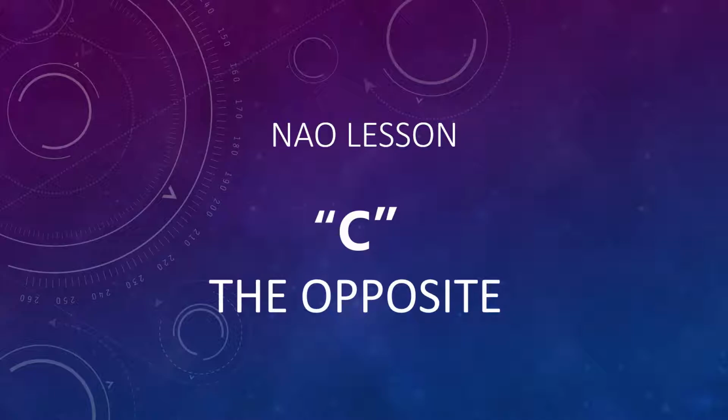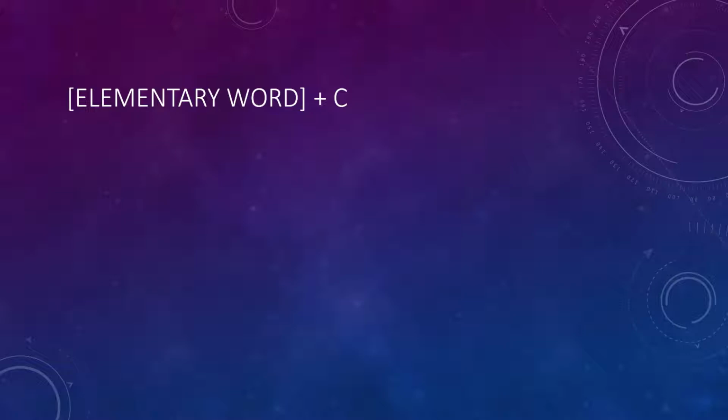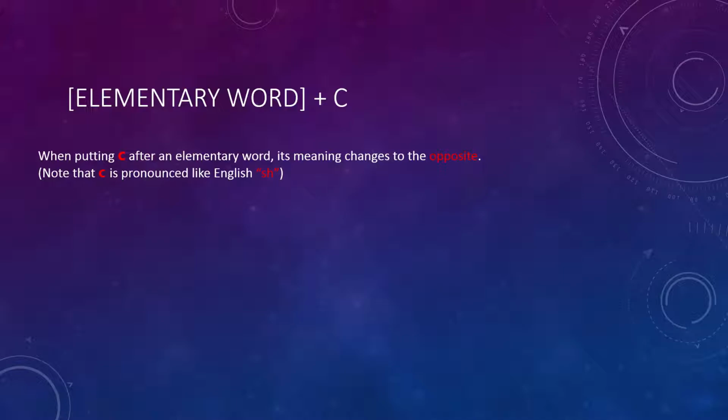And today we're going to learn the sh, which stands for the opposite. So let's see how it works. Well, so if we take an elementary word, so like a word that consists of one syllable usually, and add the letter sh, which is written as English C, right? What happens? Well, if we do that, its meaning changes to the opposite.